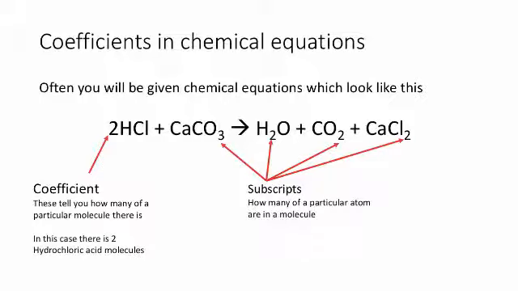When we balance equations, we only ever change the coefficients. So these numbers here are changed to balance the equation. We never change the subscripts. This is because if we change the subscripts, we will change the type of reactant or products. So if we had a 2 here on water, that would change the water to hydrogen peroxide.